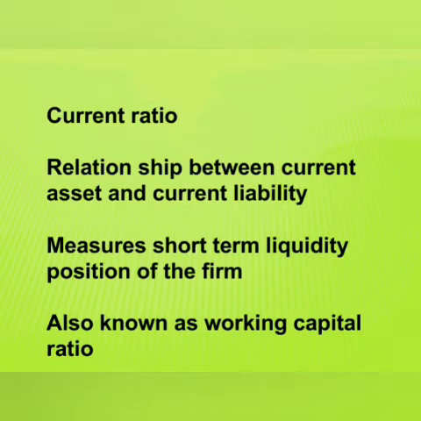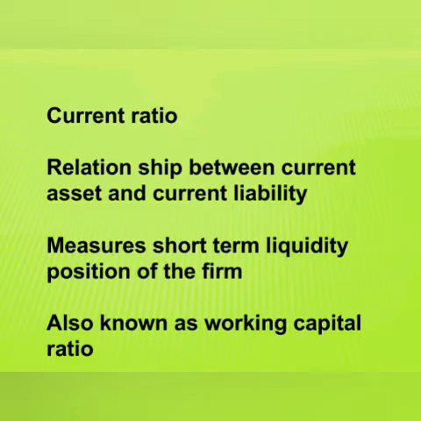Current ratio. Current ratio is the relationship between current assets and current liabilities. Current ratio is also known as working capital ratio. Current ratio measures general liquidity and it analyzes the short-term financial position of the firm. The formula for calculating current ratio is current assets divided by current liabilities.